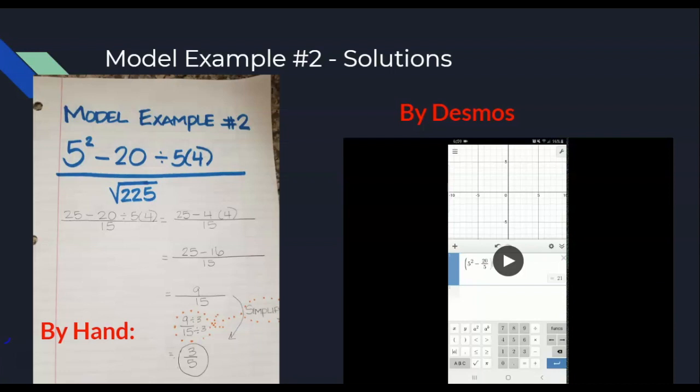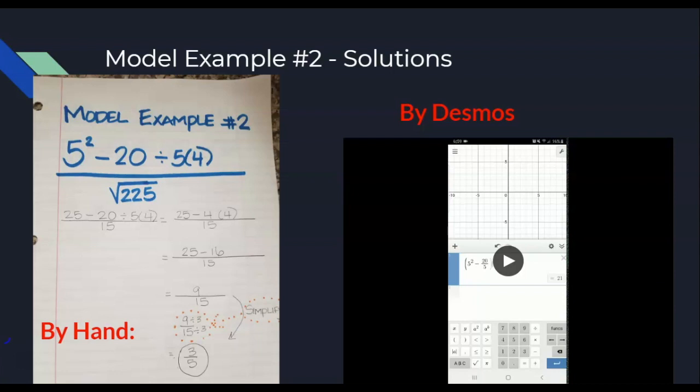Notice in simplifying the numerator, you're still going to follow the order of operations by simplifying the exponents and then performing your multiplication and division from left to right. Notice that the division does come first, and then finally subtracting and getting 9. And the denominator, you simply have one operation to perform, square root of 225, which is 15.